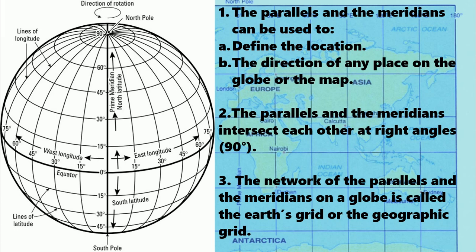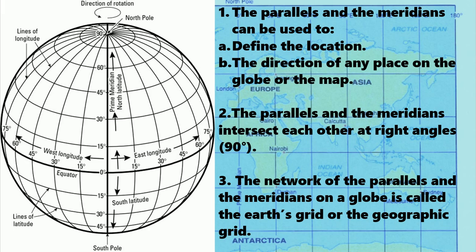See what is written over here. The parallels and the meridians can be used to define the location, and second, the direction also. As you can see here, it is written west longitude, east longitude, north latitude, south latitude. So it also tells us the direction in which that place is located. Other than that, the parallels and the meridians intersect each other at right angles, at 90 degrees.